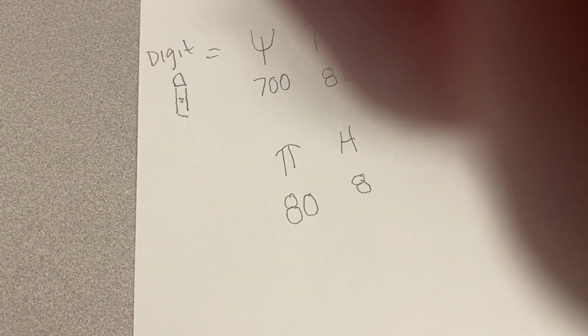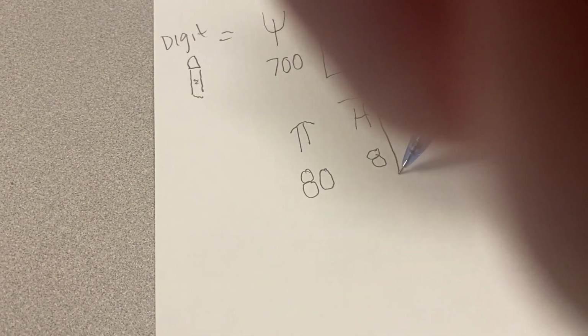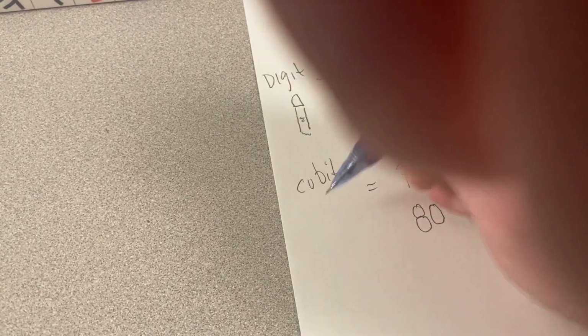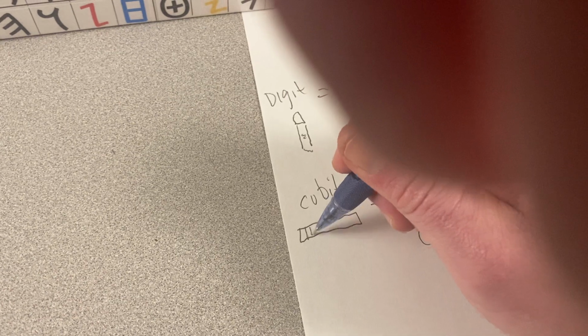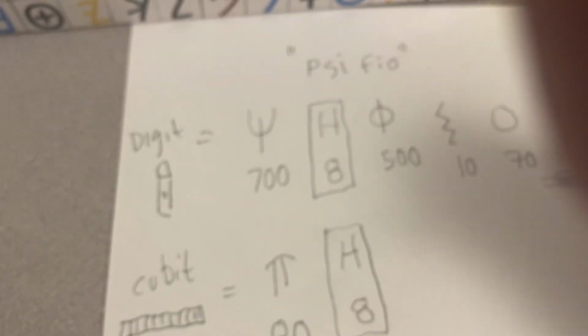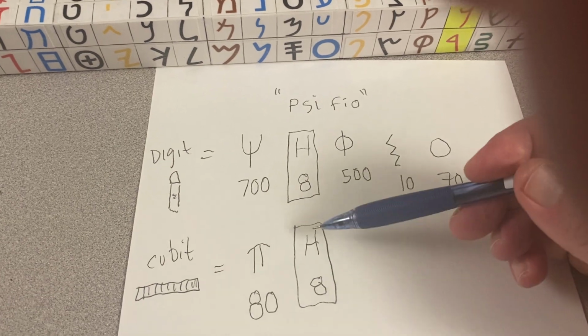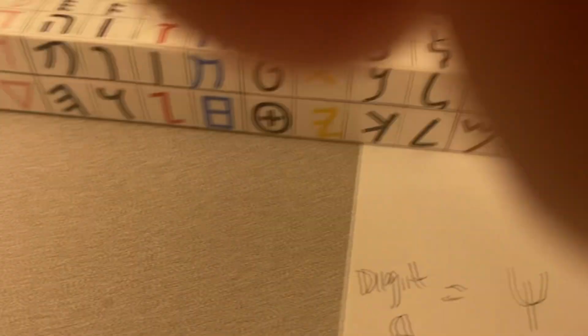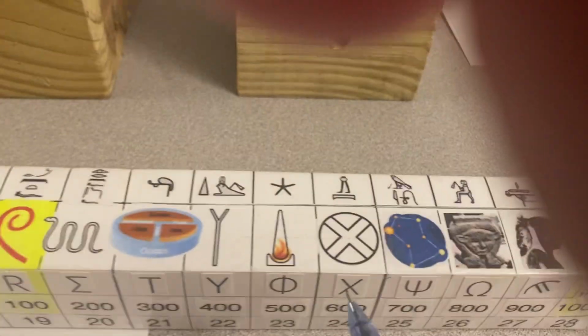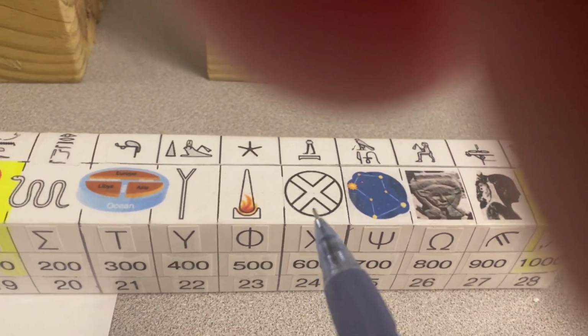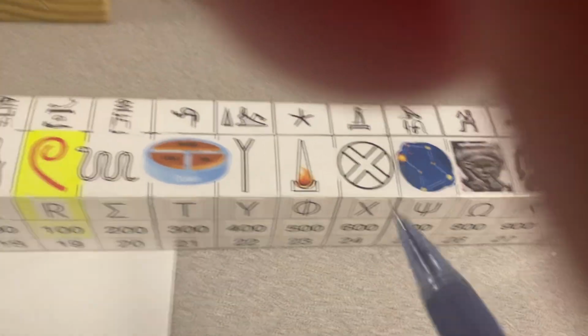Now again, second letter, and we're doing cubit this time. They both have H, so we know that's a mathematical word. The next letter is chi. So we go over here to our cubit ruler. We go down to chi. Chi is 600, and this corresponds to the birth of the cosmos. And it is an X.